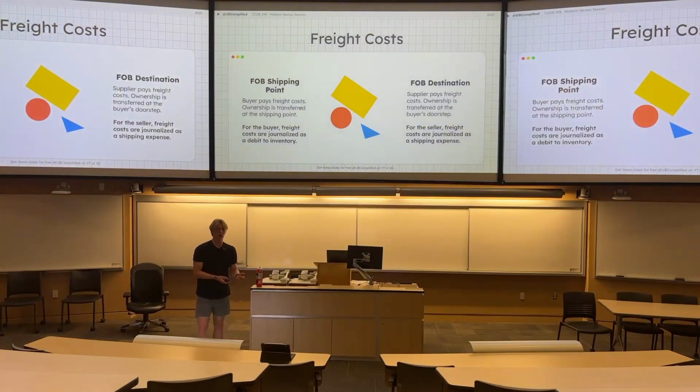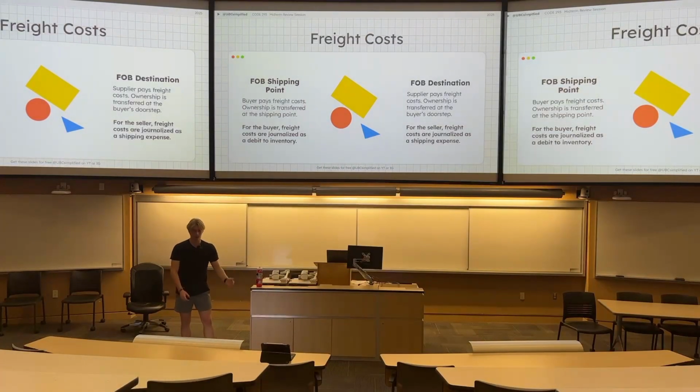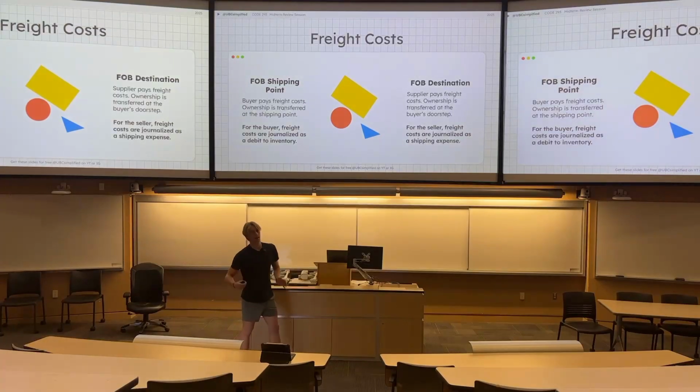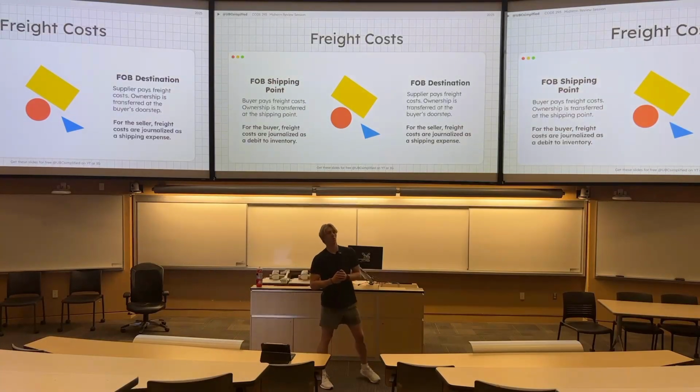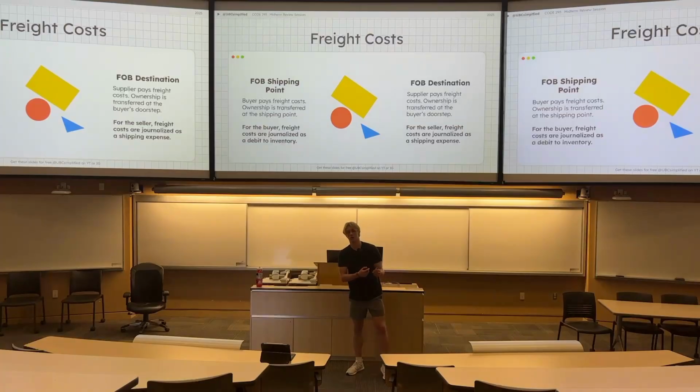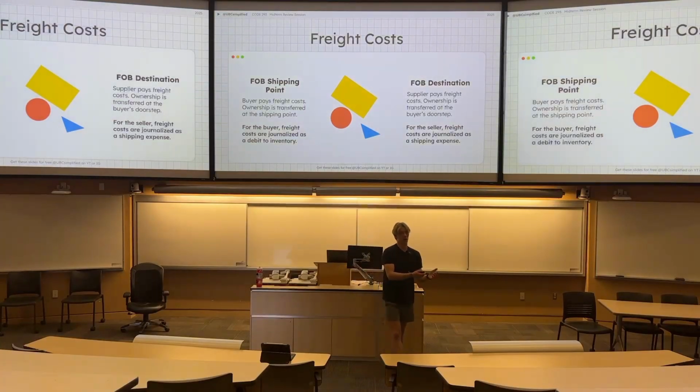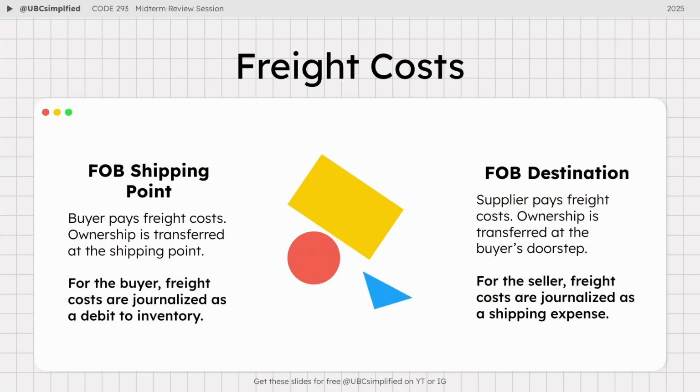So the buyer in this end on shipping point would pay for the shipping, and this is journalized as a debit to inventory, just because we want inventory costs to accurately reflect how much we paid for something. So shipping costs are essentially included in this inventory. If it costs us $2,000 to ship, that would debit inventory to increase it, just to accurately reflect the cost that we've paid for that.